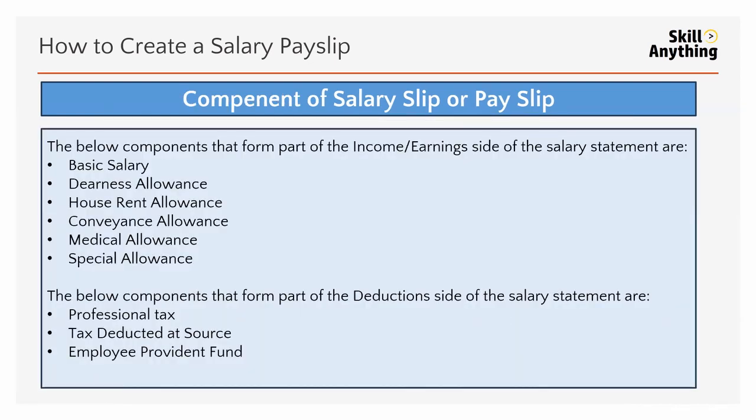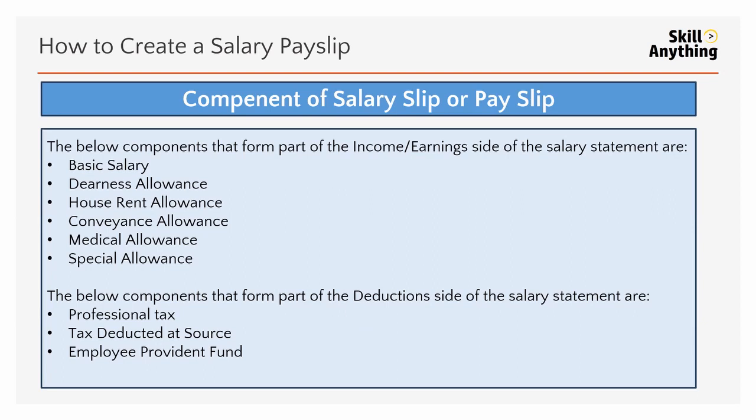So the components of a salary slip: on the left side, the earning or income side of the salary statement, will be basic salary, DA allowance, HRA (house rent allowance), conveyance allowance, medical allowance, bonus, and special allowance. You can see these in the earning part. And on the deduction side, you will see professional tax, tax deducted at source (TDS), employee provident fund, and you can see gratuity also. It is also part of the deduction.